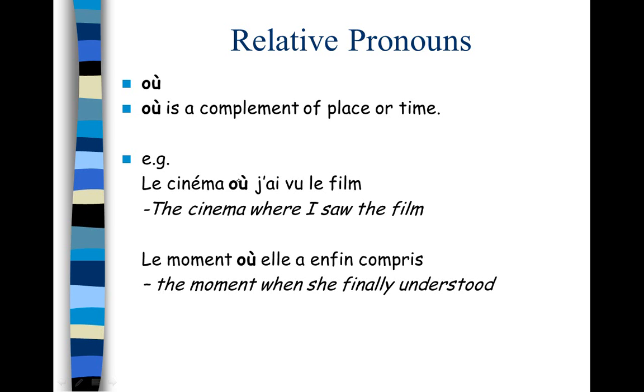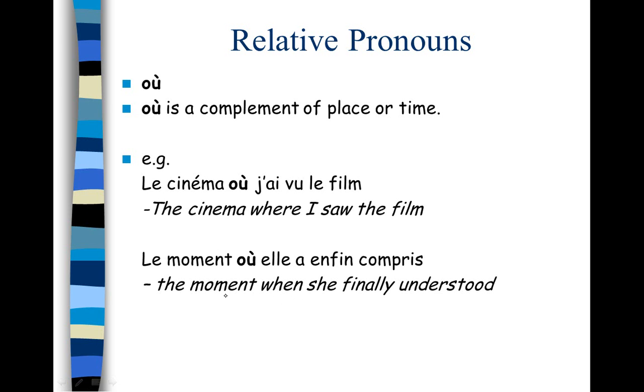In the first example, this is something that we use all the time and we don't even think about it. Yeah? Le cinéma où j'ai vu le film. The cinema where I saw the film. Okay? There's our place. But what we might not know is that we have to use où with time as well. Le moment où elle a enfin compris. The moment when she finally understood. In English, we use when. In French, we must use où. Le moment où elle a enfin compris.